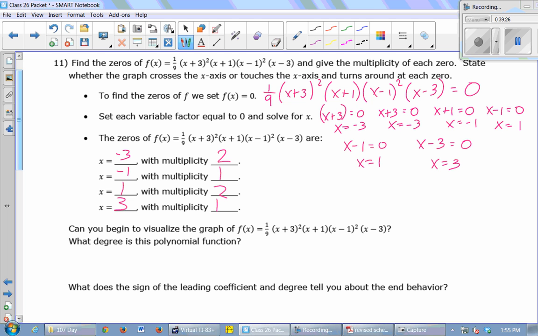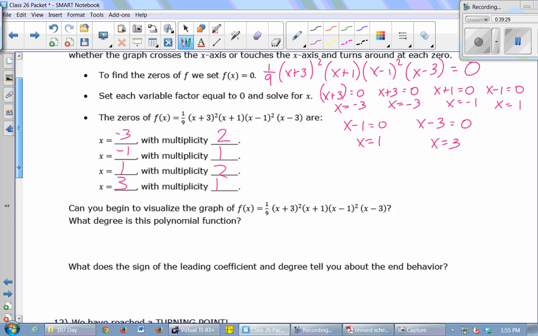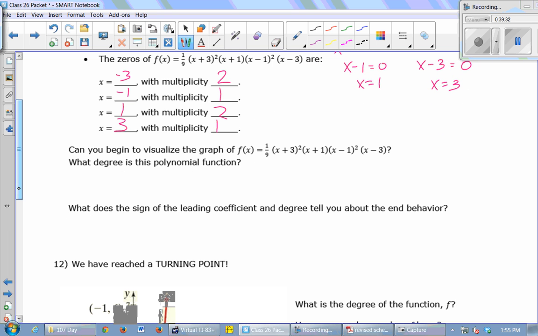All right, so we're going to try to begin to visualize what the graph of this thing looks like. And part of knowing what its graph looks like is thinking about its end behavior. But to think about its end behavior, we need to know its degree. What is the degree of this polynomial? Yeah, can you explain how it's 6?